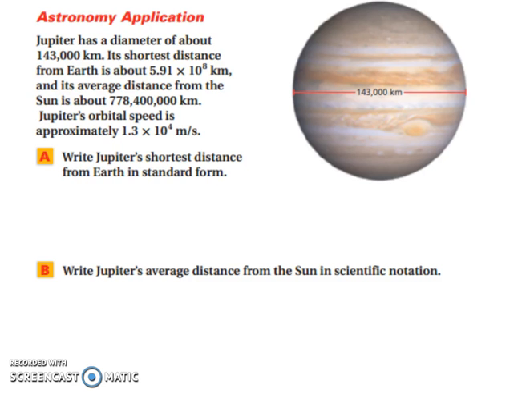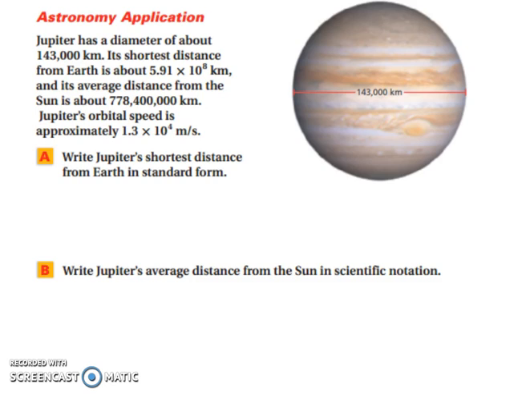Let's practice using an astronomy application. Jupiter has a diameter of about 143,000 kilometers. Its shortest distance from Earth is about 5.91 times 10 to the 8th kilometer. And its average distance from the Sun is about 778,400,000 kilometers. Jupiter's orbital speed is approximately 1.3 times 10 to the 4th meters per second.